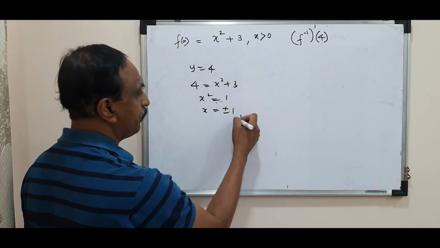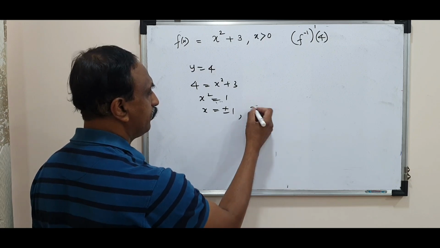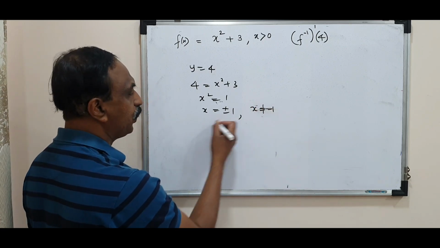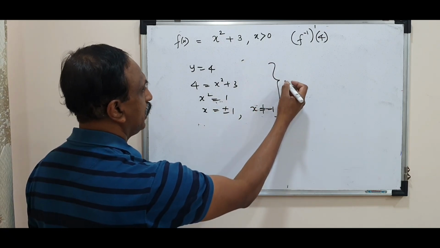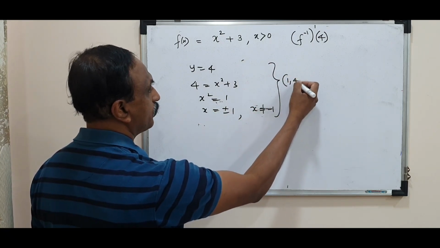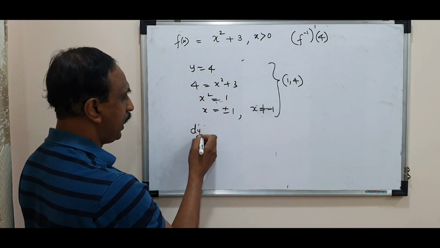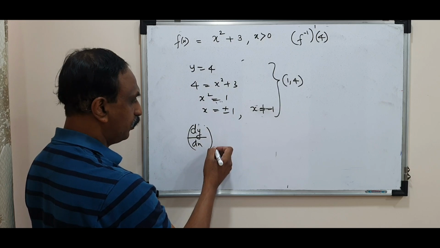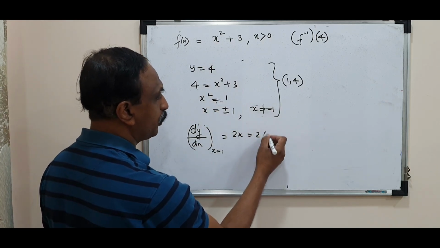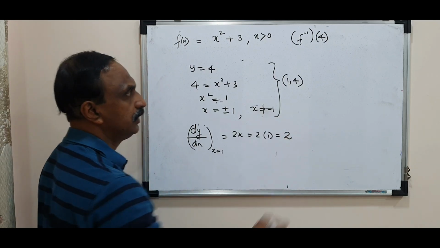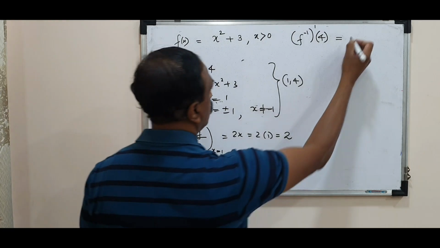But x is a positive number. So x is not equal to minus 1. So x can be only 1. So the point corresponding to this is (1, 4). So what I'll do first, I'll find the derivative at 1. So the derivative here is 2x, that is 2 into 1, which gives me 2. Hence the answer, the f inverse derivative at 4, will be 1 by 2.